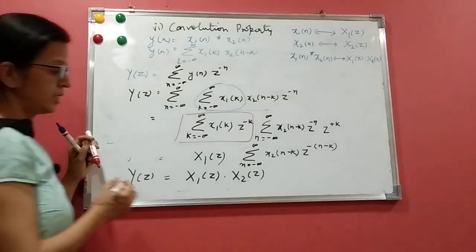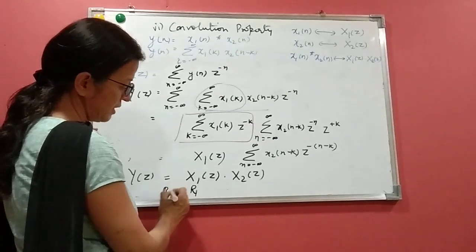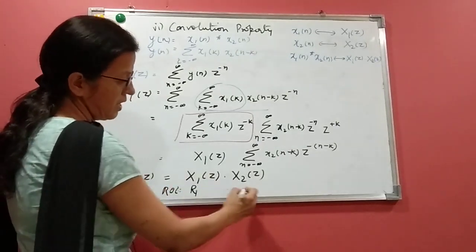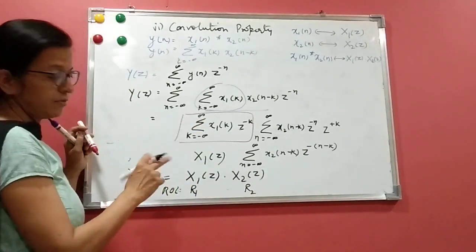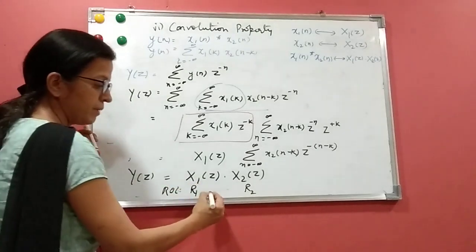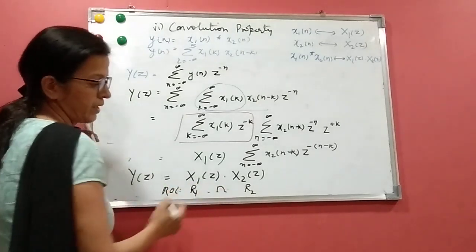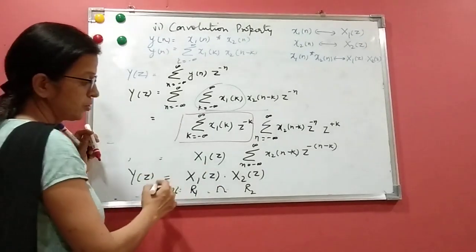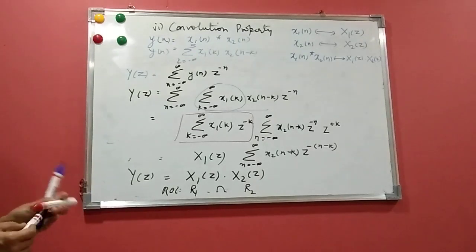Now what about ROC? Suppose the ROC of the first is R1, and the ROC of the second is R2. When you multiply, you have the denominator of 1 and the denominator of 2 multiplied. So the ROC will be R1 intersection R2, that means the common region. So for the product, the ROC is R1 intersection R2.